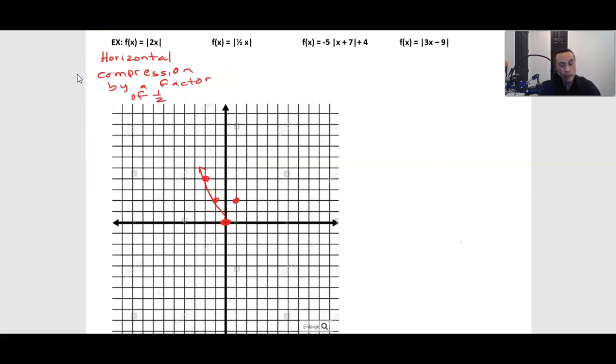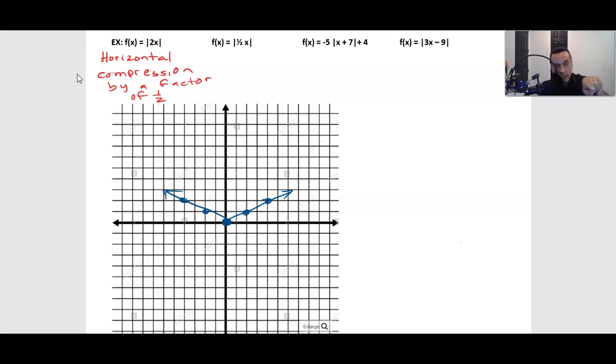This one right here: f of x equals 1/2 x. Again, as far as the slope is concerned, you're not going to move right or left. You're going to go 1 up, 2 across, 1 up, 2 across. That's your slope. There you go. So it's a wide graph, so you can see that something happened to it.